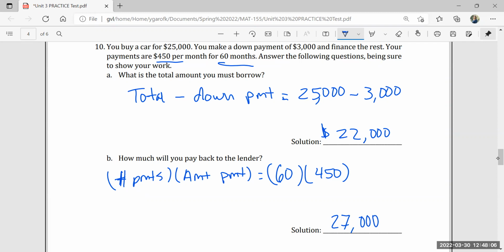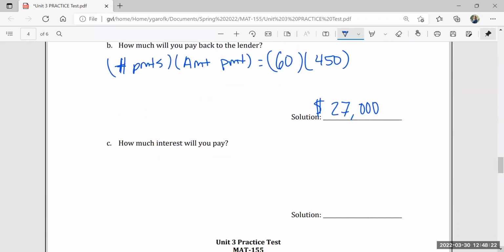Okay. So we paid $450 per month for 5 years or 60 months. So we paid $27,000 back to them. Now remember, that's how much we're paying on that $22,000 that we borrowed. That feeds us into the next part.